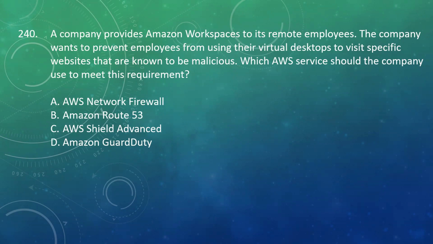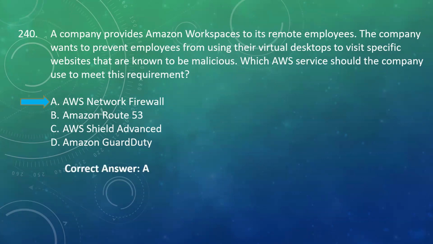Question number 240 of the series. A company provides Amazon WorkSpaces to its remote employees. The company wants to prevent employees from using their virtual desktops to visit specific websites that are known to be malicious. Which AWS service should the company use to meet this requirement? Your options are AWS Network Firewall, Amazon Route 53, AWS Shield Advanced, Amazon GuardDuty.